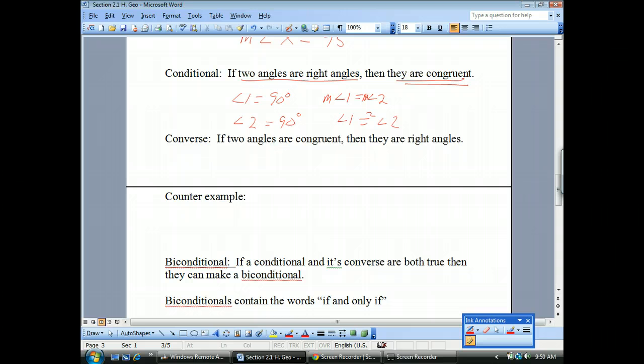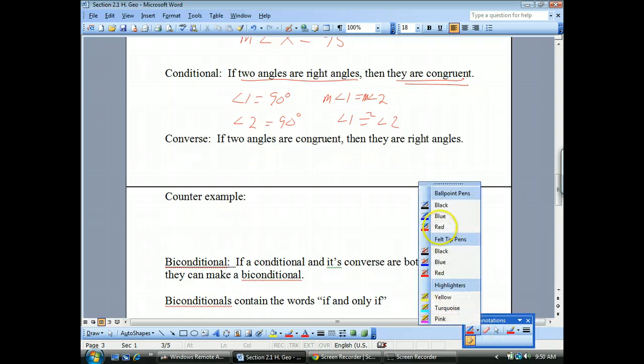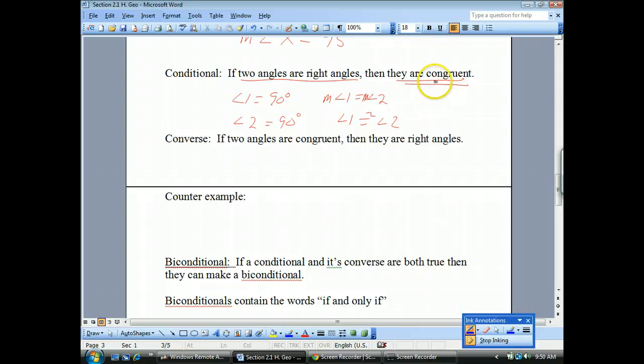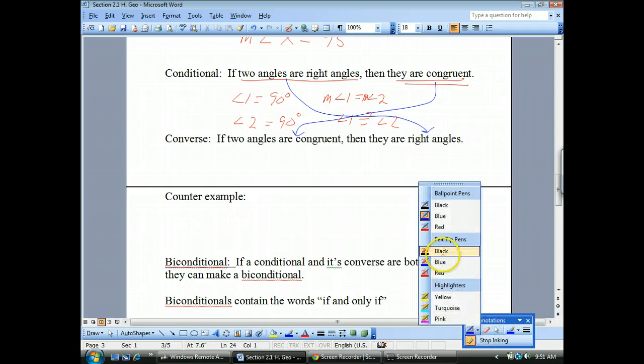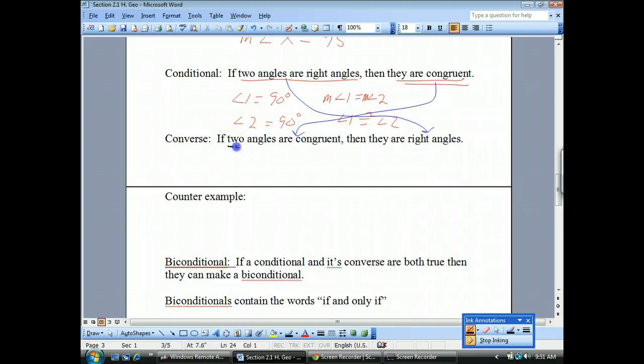The converse, so now in the converse, the conclusion becomes the hypothesis, and the hypothesis becomes the conclusion. Okay, so in this one, it says if two angles are congruent, that's my hypothesis now, then they are right angles. Okay, well, can we think of a counterexample where two angles are congruent, but they are not right angles? Think of a situation where two angles are congruent, but they are not right angles.